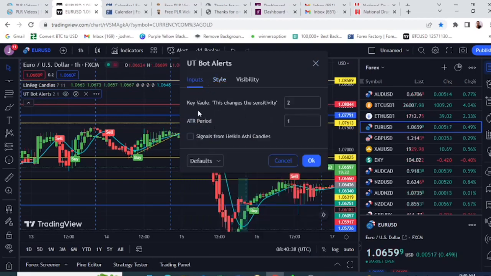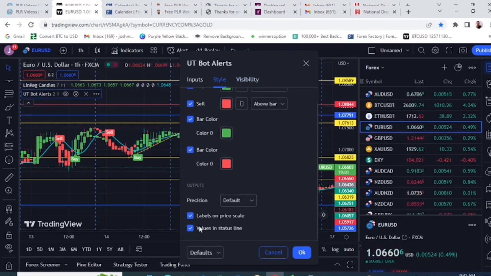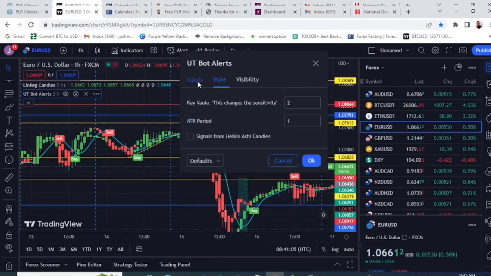Input, under key value, put 2, ATR period, put 1. Go on to styles, and under style, buy, leave it at green, sell, leave it at red, right? Just like this, guys. So you are fine. Don't bother about visibility. It's already visible. Make sure that these boxes here are ticked properly.